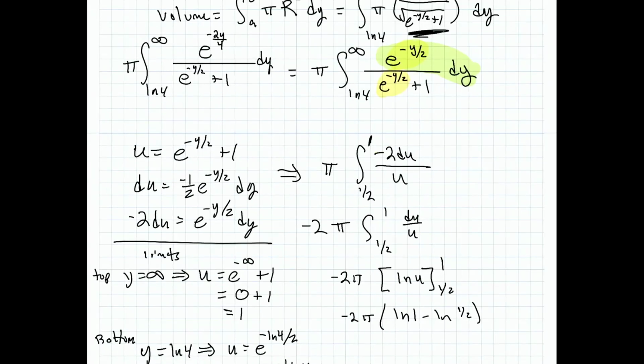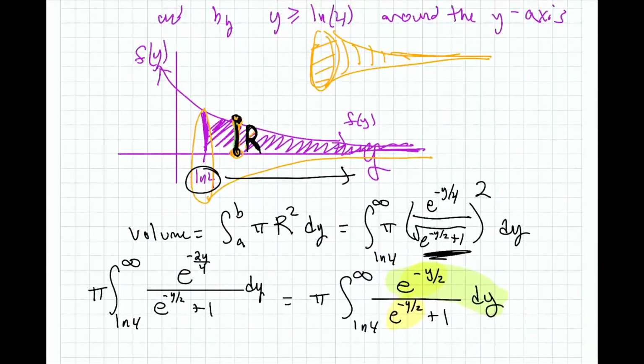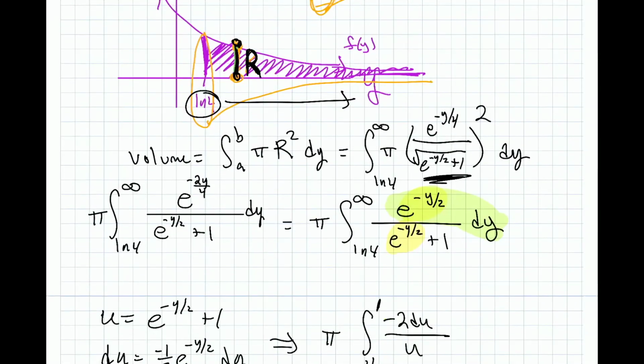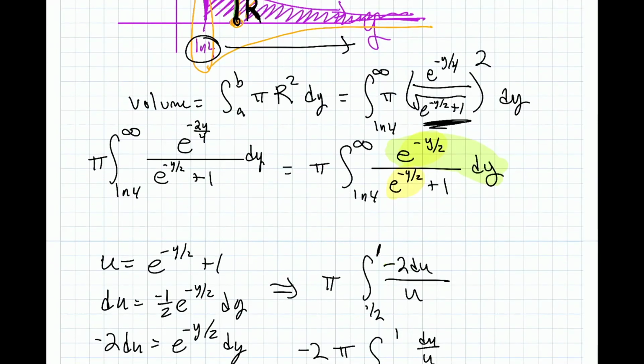Where did I make the mistake, guys? Somebody tell me. All right, have to look. So that is right. Negative 2y over 4, so negative y over 2. That's fine. That's negative y over 2. That's fine. So this is still good.